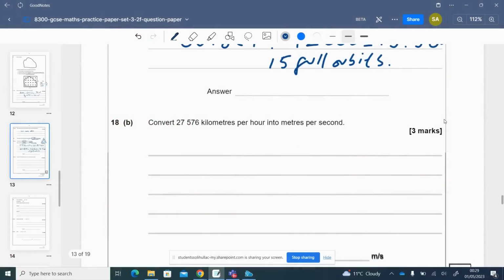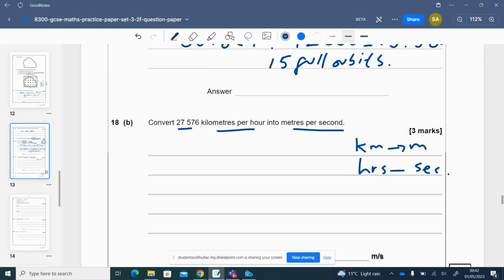Now 18b says convert 27,576 kilometers per hour into meters per second. We need to do two conversions here. So number one, we change from kilometers to meters. That's what we need to do. And the second conversion we need to do is changing from hours to seconds.